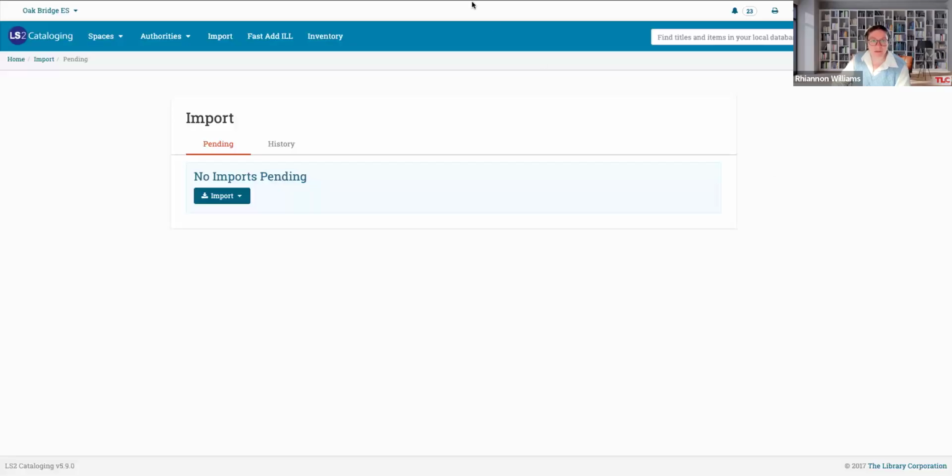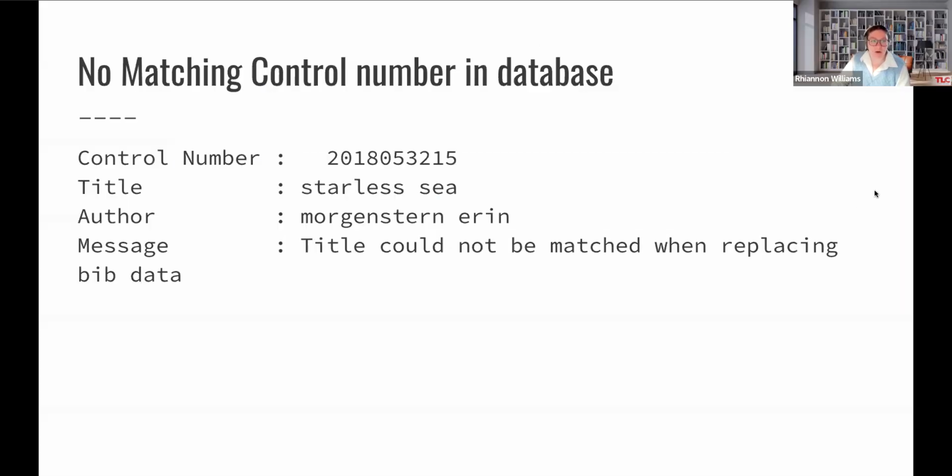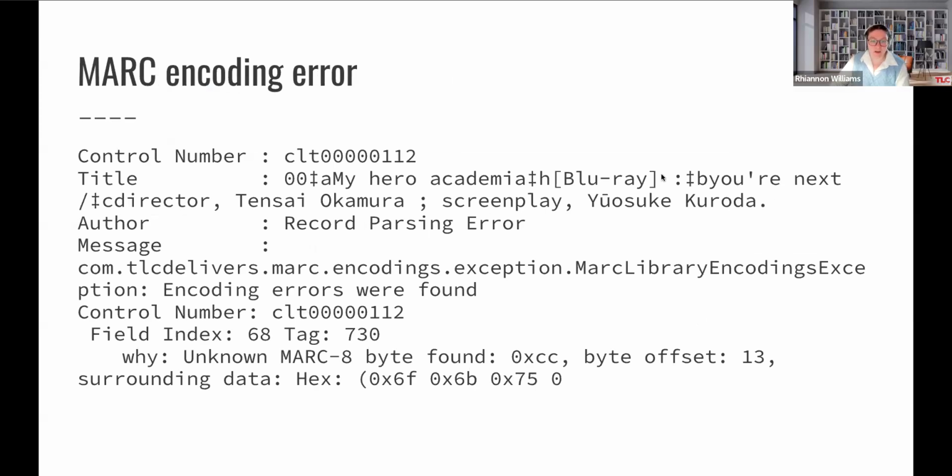So the next sort of error that you may come across is a complex one. This is one example where you have a record parsing error, and you've got a whole ton of different information here from a particular record, where it'll give you the control number and the exact field index. So it tells you the tag that it's in and the position in the field. And then we also get the why information here.